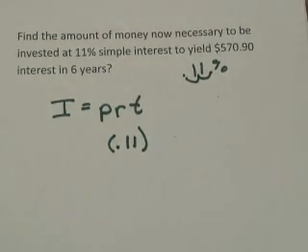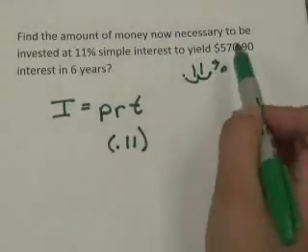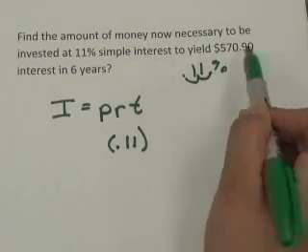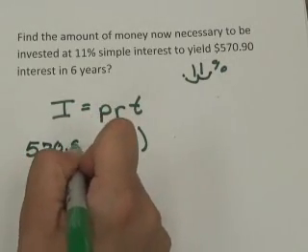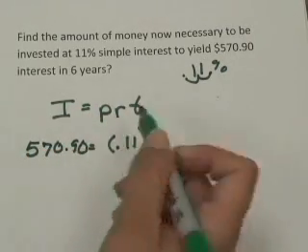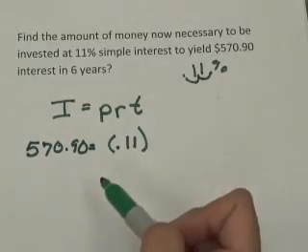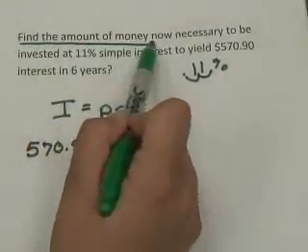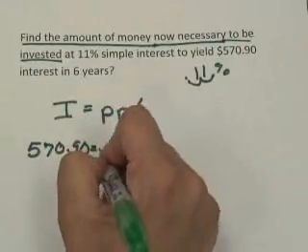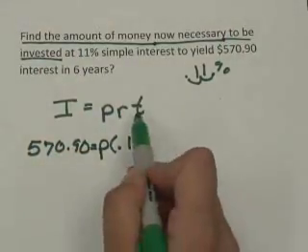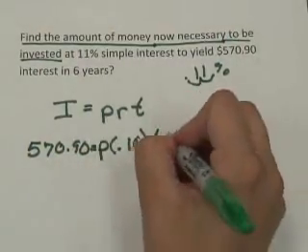We also know that the interest gained was $570.90. So we're going to put that in the place of the interest and set that equal to P, which is what we're actually looking for. We want to know, find the amount of money now necessary to be invested. That's the principal. So P we don't know yet. And the amount of time T is 6 years.